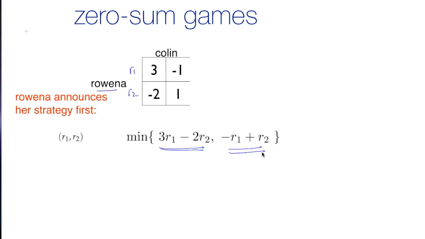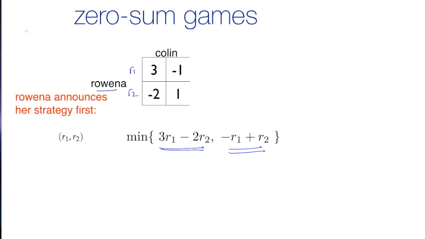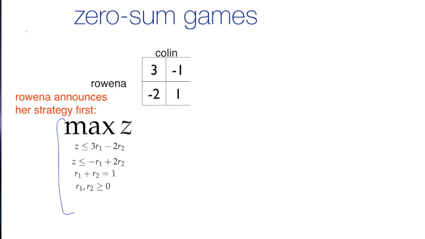Colin is going to try to minimize this value, if I say I'm playing R1 and R2. And the solution of my program says, no matter what Colin does, because I've expressed what Colin is going to try to do, I'm going to call this value Z. Whatever the value that Colin does is going to be Z. And I want to maximize Z, subject to Z being the smaller of this or this. So no matter what Colin does, I'm going to be able to guarantee that I get Z. And in this case, it's 1/7.